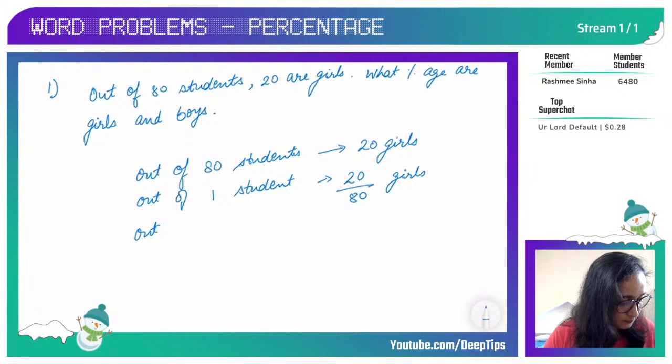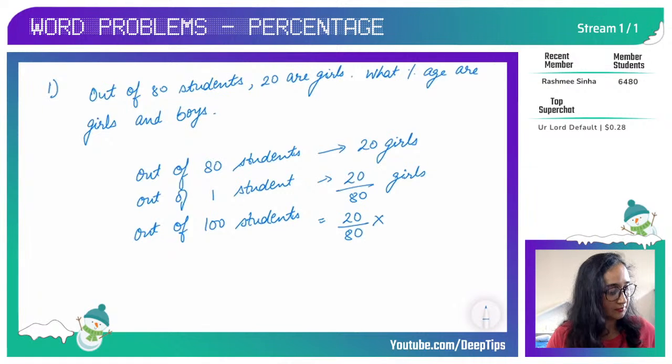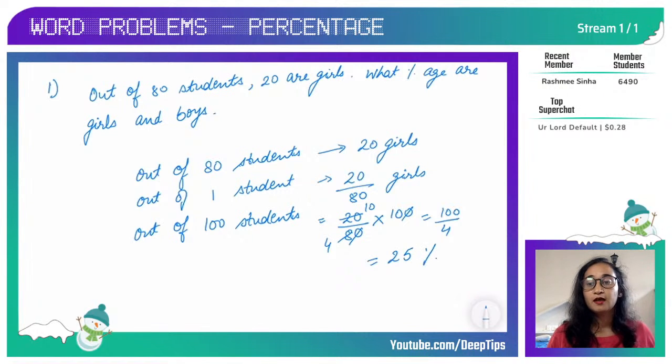Now, out of 100 students, if I have 100 students, I have 20 by 80 into 100, correct? If I calculate this, you can just cancel it. 2 tens are 20, 2 fours are 8. So 10 into 10 gives me 100, 100 by 4, which equals 25%. So I can just put my percentage sign because I have calculated the number of girls out of 100. You can clearly see that I have calculated out of 100.